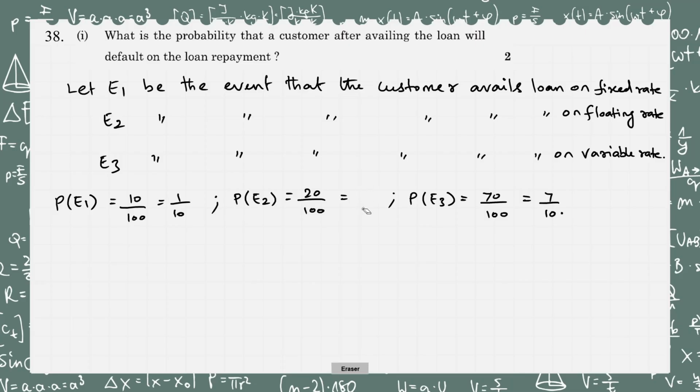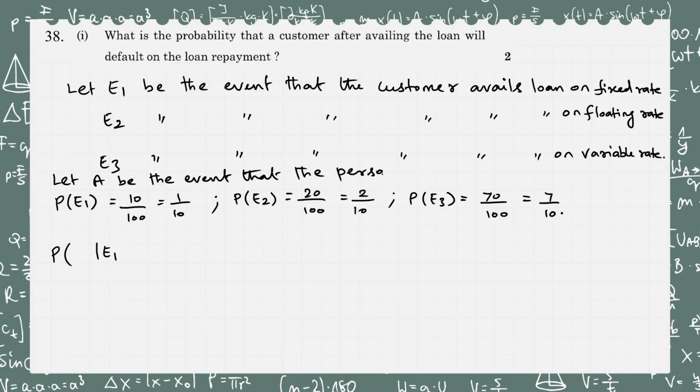We can keep this like 2 by 10 only, because calculation will be easy if we take it like that. And what else do we know? Once you know that the person took fixed rate, the chances for the person defaulting. Okay, so we have to assign another event. Let A be the event that the person defaults on the loan, so fails to pay the loan.